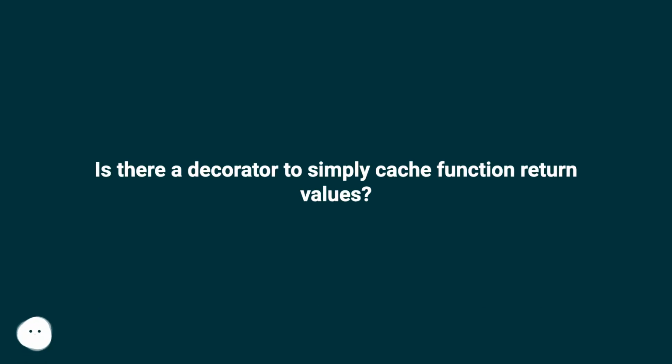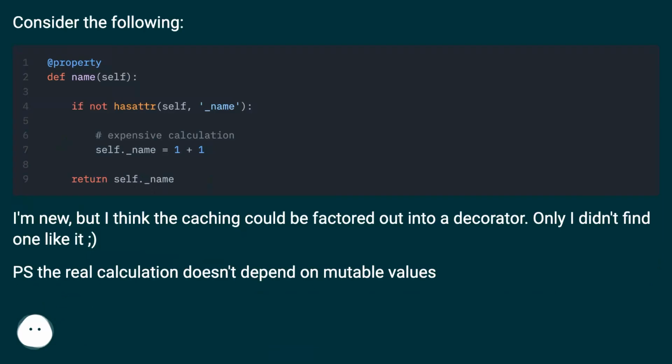Is there a decorator to simply cache function return values? Consider the following. I'm new, but I think the caching could be factored out into a decorator. Only I didn't find one like it, winky face. P.S. The real calculation doesn't depend on mutable values.